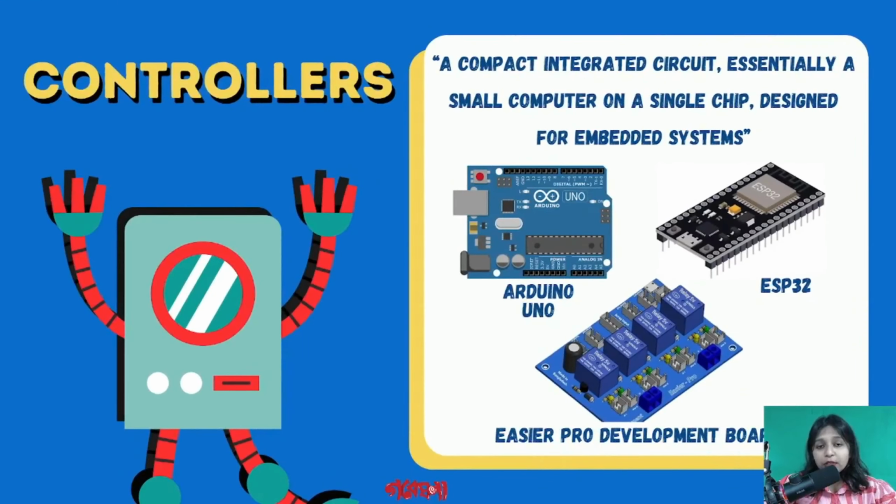What is a controller? A controller is like the brain of the circuit. It is a compact integrated circuit, basically a small computer on a chip. It is designed for embedded systems. Examples: Arduino Uno, ESP32, Easier Pro development board. We will use the Easier Pro development board today because it's non-programmable, simple, and perfect for mini projects.